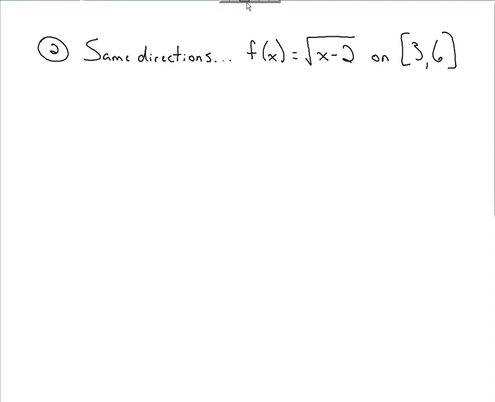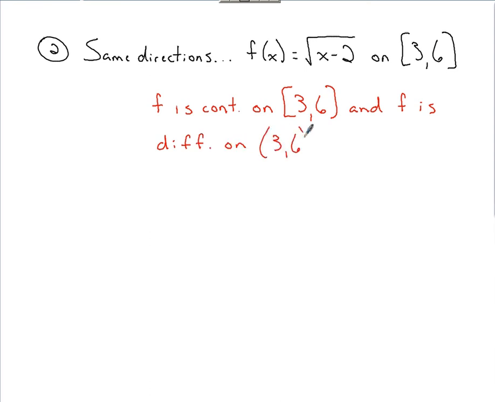So if it's just like the last one, we start the same kind of way. We start by establishing that the function is continuous on this closed interval as it's defined, 3 to 6. And f is differentiable on the open interval, 3 to 6. And if we can conclude that, then we can say, therefore, this mean value theorem that we're trying to apply holds.